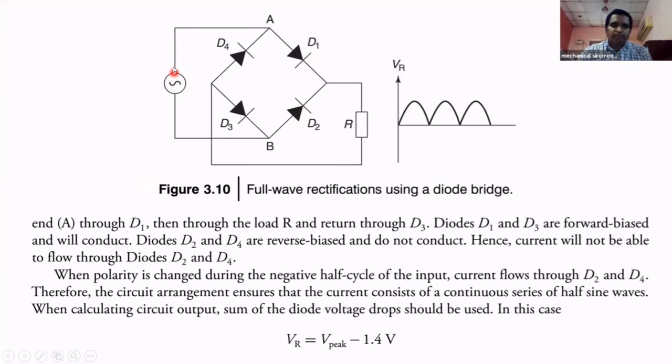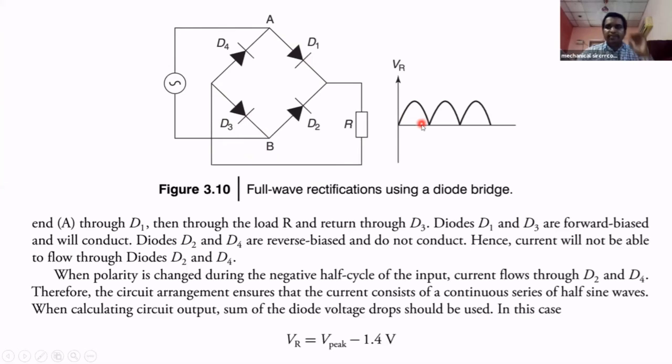In the first half cycle, the positive cycle, the current is flowing in this direction. Here it is not allowed because it is reverse biased, so the current moves to the D1 diode. D2 is reverse biased. So through D1 and the resistor, the current moves towards terminal D, then through D3 it reaches B. So in the positive cycle, the current moves through A, D1, resistor, D3, and reaches B. That is the first half cycle.